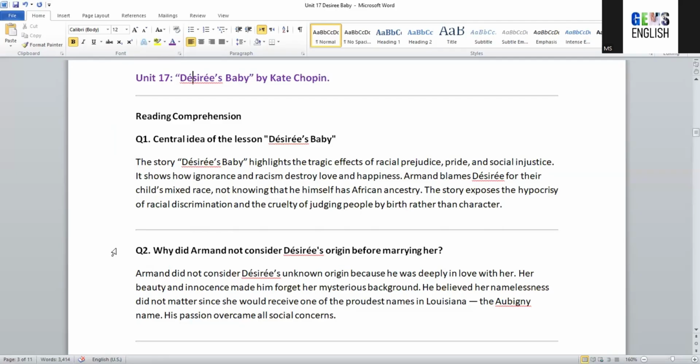Q2. Why did Armand not consider Desiree's origin before marrying her? Armand did not consider Desiree's unknown origin because he was deeply in love with her. Her beauty and innocence made him forget her mysterious background. He believed her namelessness did not matter since she would receive one of the proudest names in Louisiana, the Aubigny name. His passion overcame all social concerns.